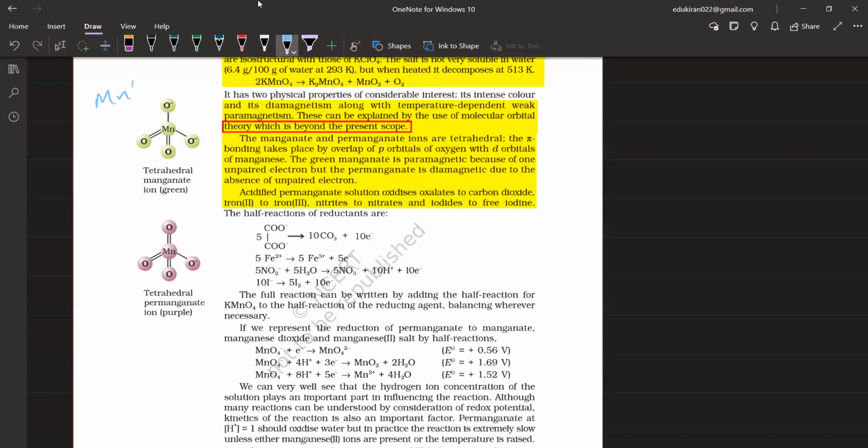ठीक है, तो ऑक्सीडेशन स्टेट भी अलग अलग होगा यहाँ पे. 4 2 8, 8 में से 2 गया 6. यहाँ पे गया 4 2 8, 8 में से 1 गया 7. ठीक है, सो +6 and +7, that is the difference. Okay. Then we have similar reactions.